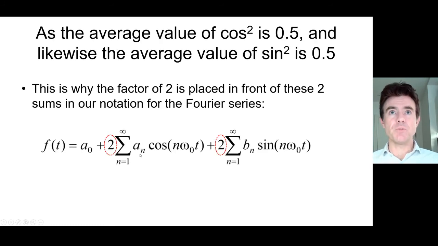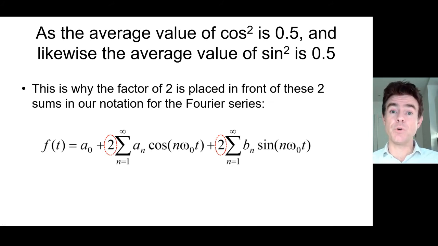Okay, and so it's because of that average value of cosine squared being a half and the average value of sine squared being a half, that's why we've got these factors of 2 left in here to compensate for that. And it's just to do with how we defined our analysis equations for AN and BN. Just as a note, some people build in the factor of 2 with their definition of AN and BN, and you can do it that way.